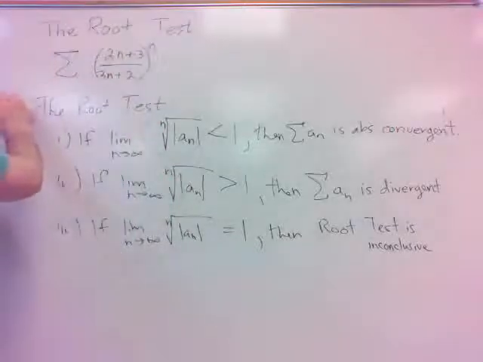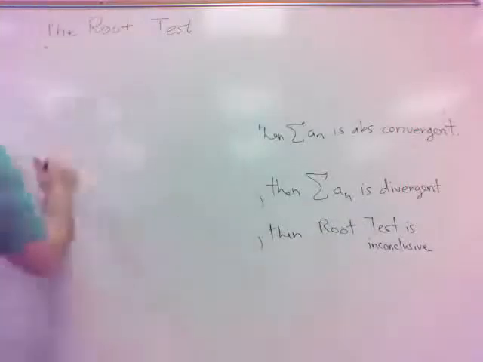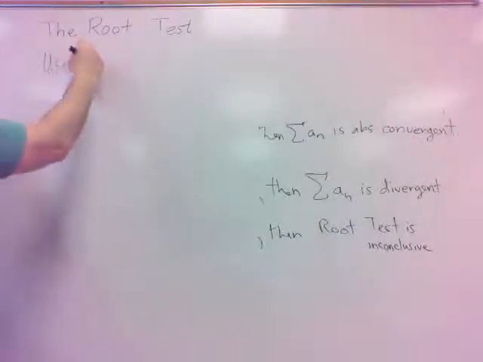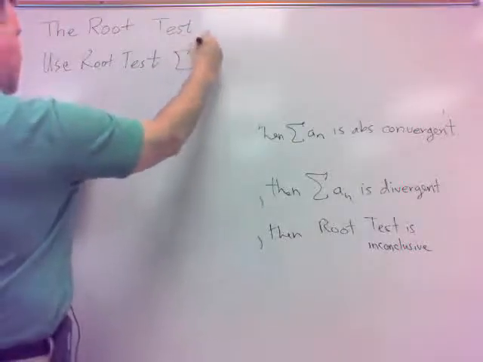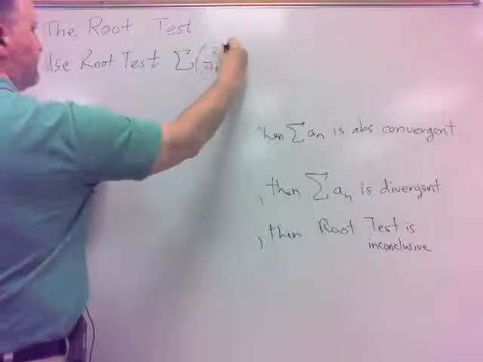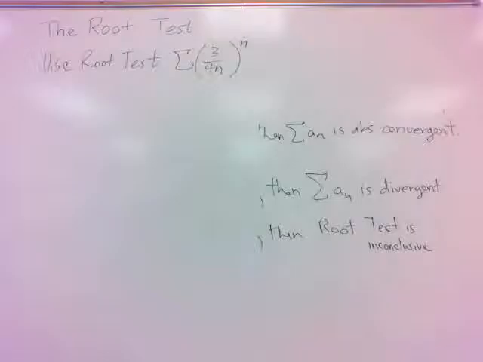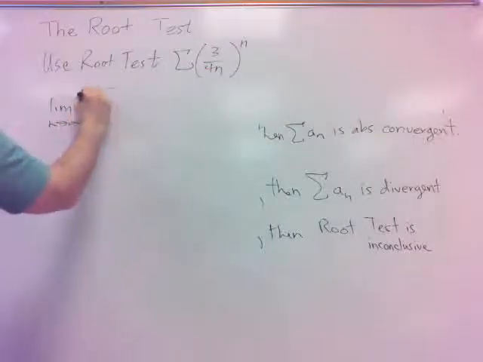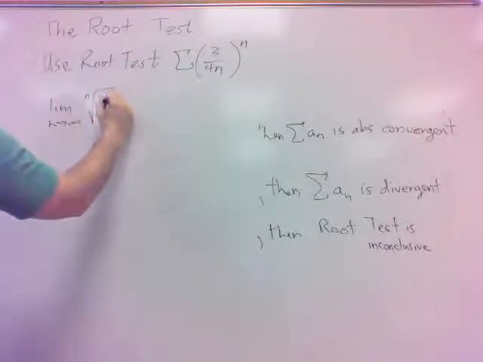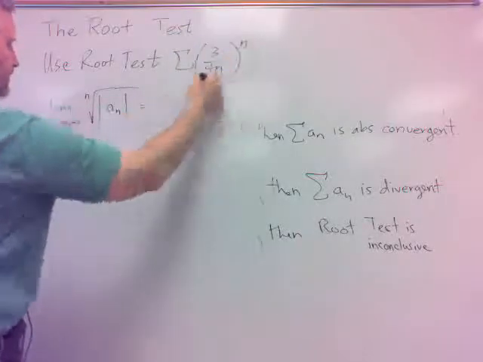So let's do one. I'm going to change it up here. Use the root test for the series of 3 over 4n to the n power. Well, nicely, what I'm looking at again is the limit as n goes to infinity of the nth root of the absolute value of the a sub n term, which in this case is right here.